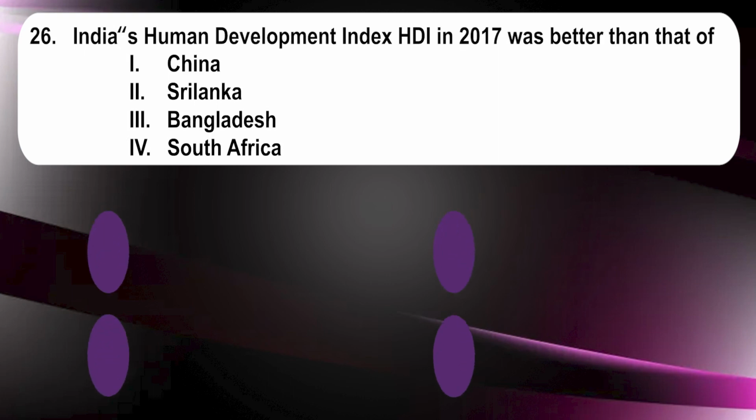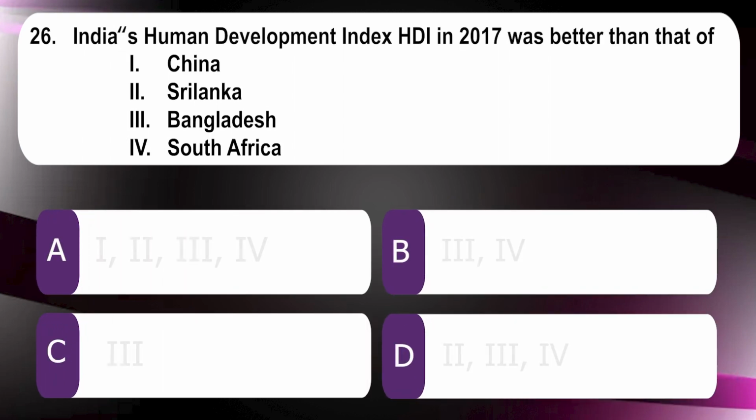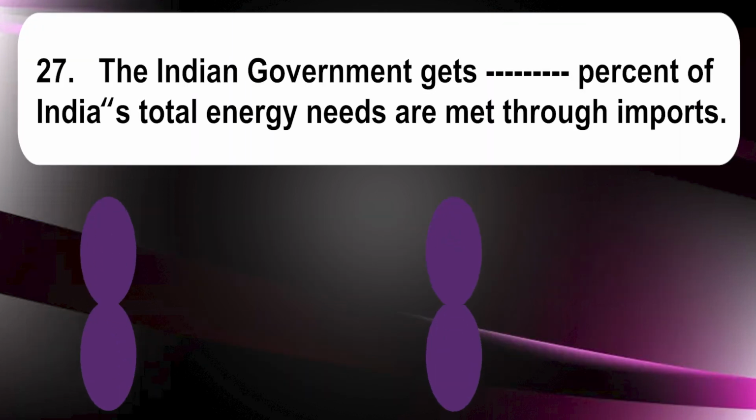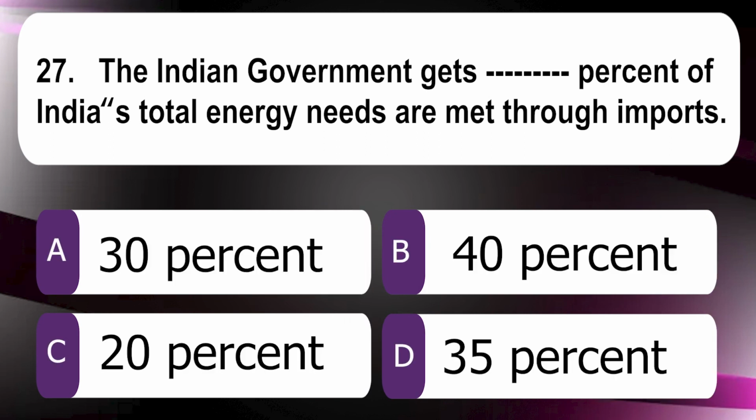Service tax. 26th question. India's Human Development Index, HDI, in 2017 was better than that of 1. China, 2. Sri Lanka, 3. Bangladesh, 4. South Africa. The choices are A. 1, 2, 3, 4. B. 3, 4. C. 3. D. 2, 3, 4. The correct answer is C. 3. 27th question. Percent of India's total energy needs that are met through imports is A. 30%, B. 40%, C. 20%, D. 35%. The correct answer is A. 30%.